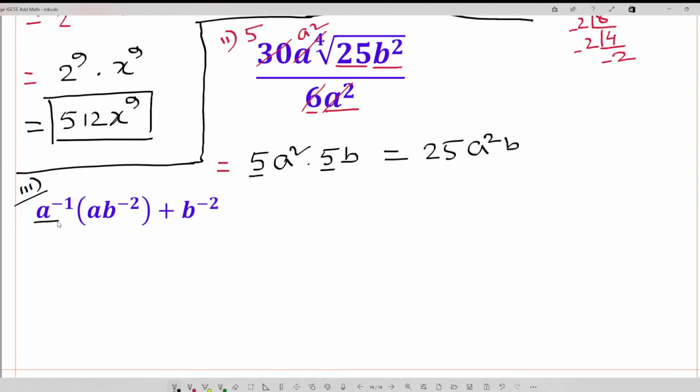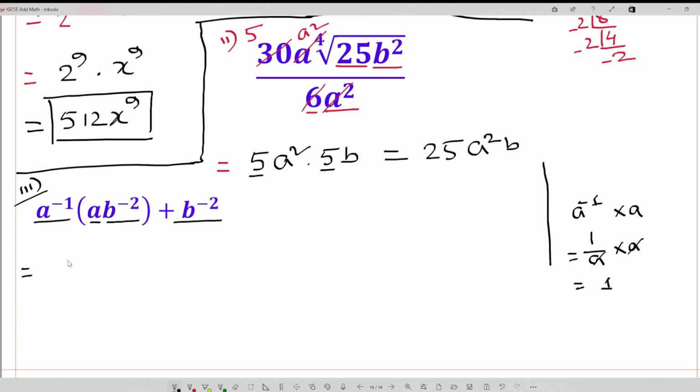Question 3 and today's last question. A to the power minus 1 times a, times b to the power minus 2 plus b to the power minus 2, right? So once we multiply a to the power minus 1 and a, both a will be out. How? A to the power minus 1 means 1 by a, and times a, we can divide each other, so the answer will be 1.